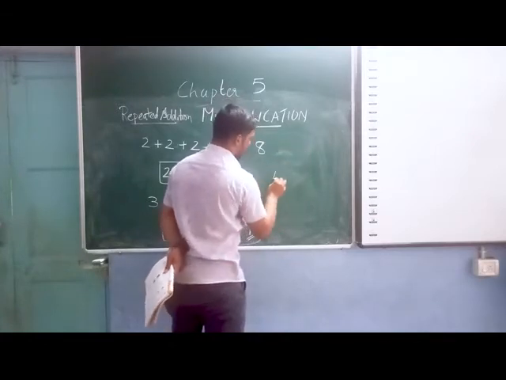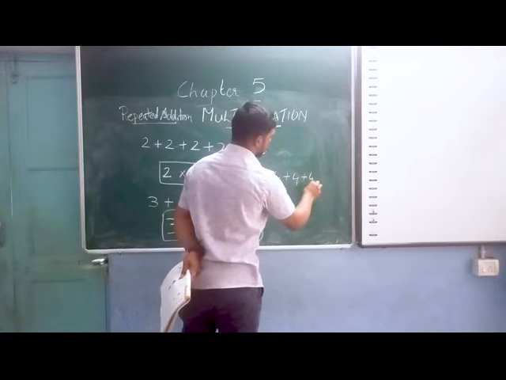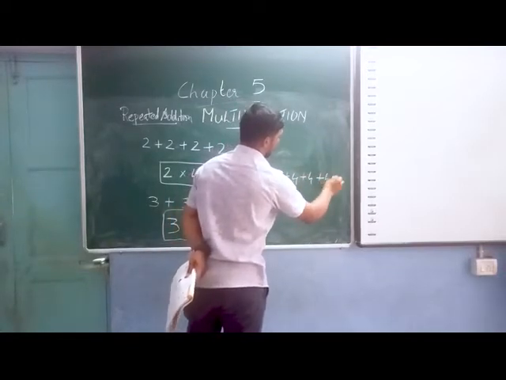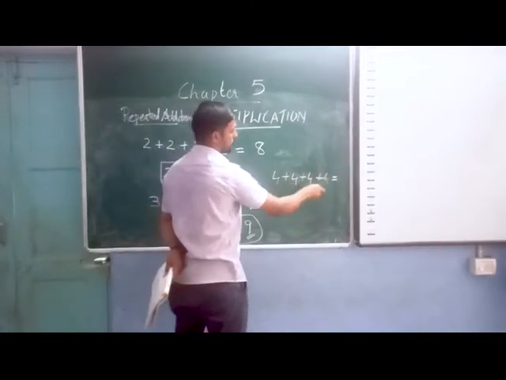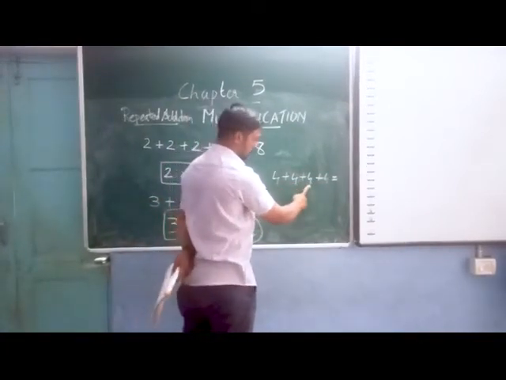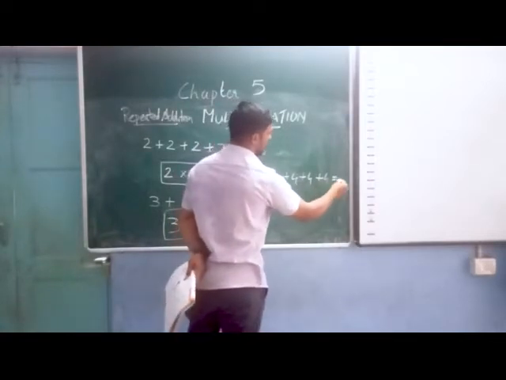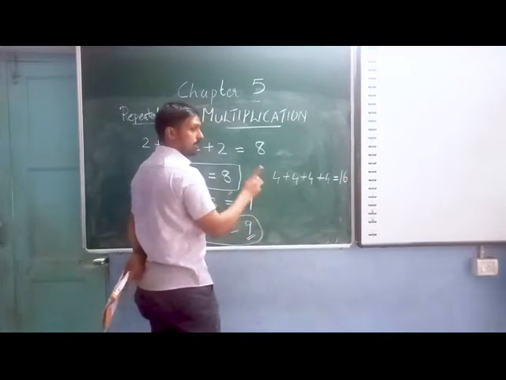So 4 plus 4 plus 4 plus 4. How much will it be? If you add 4 for 4 times, 4 plus 4 is 8, 8 plus 4 is 12, 12 plus 4 is 16. So repeated addition means what?